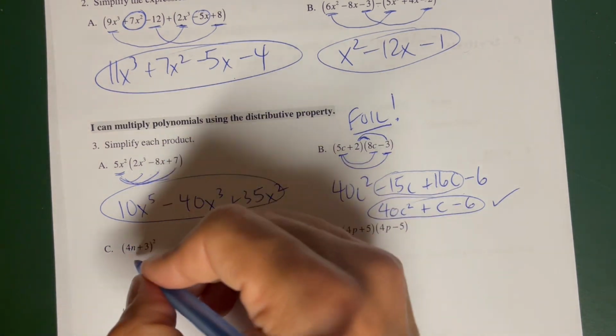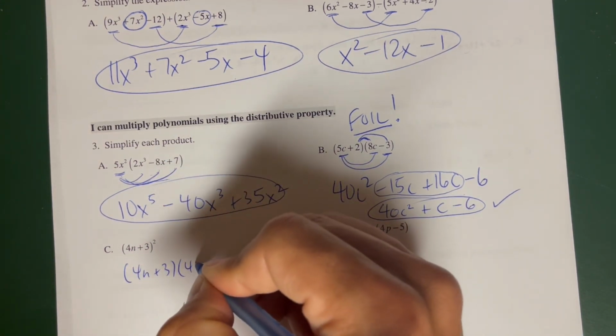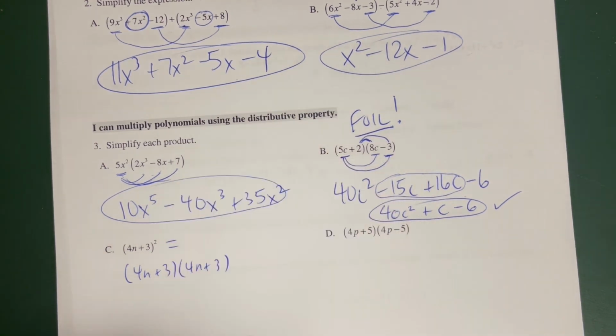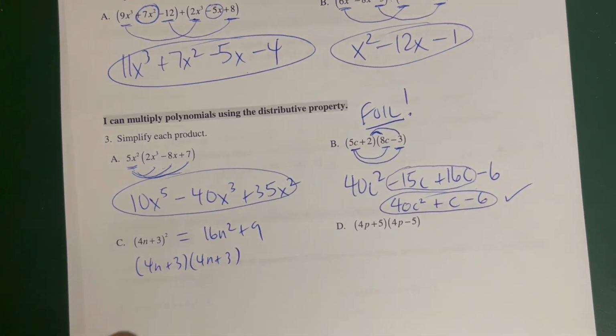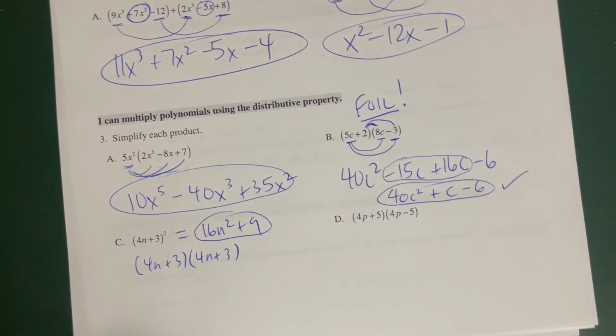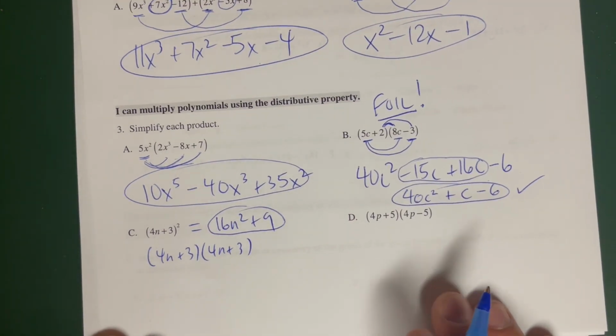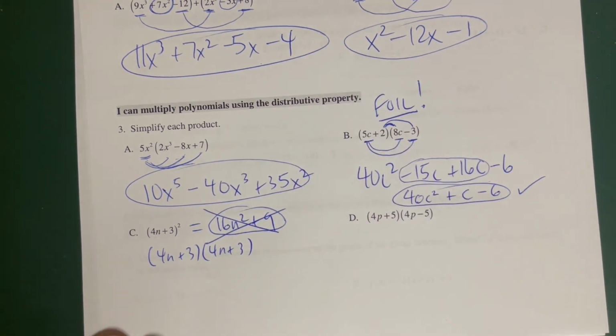I'm going to take problem C, and when I square this, I need to rewrite it twice. I want you to notice something that some people here might put 16n squared plus 9. Someone's going to tell me that because 4n squared is going to be 16n squared, and 3 squared is 9. You're done, right? I guarantee you that this will be one of the multiple choice answers if you were given this on the test. This is not right. Okay, the two terms are correct, but we're missing something.